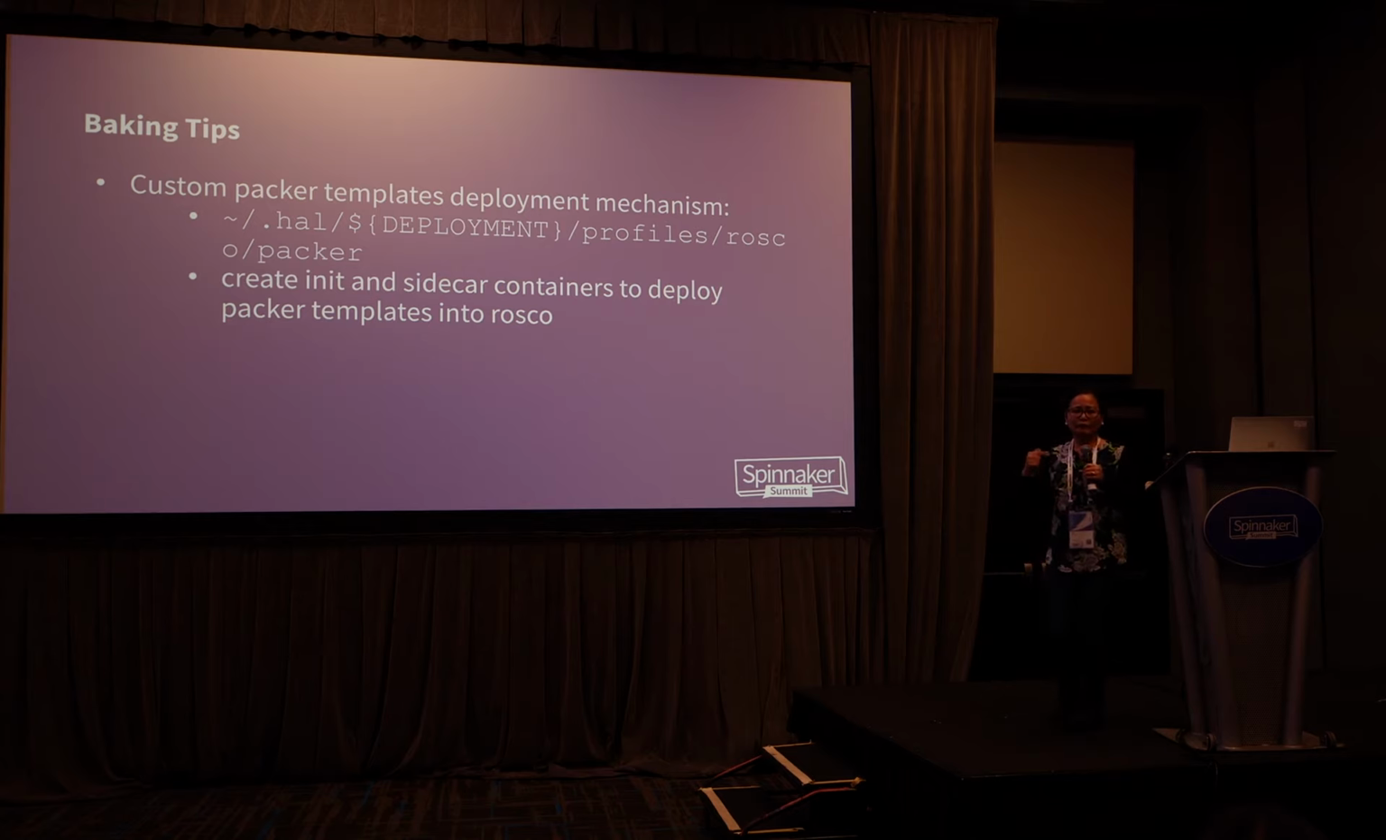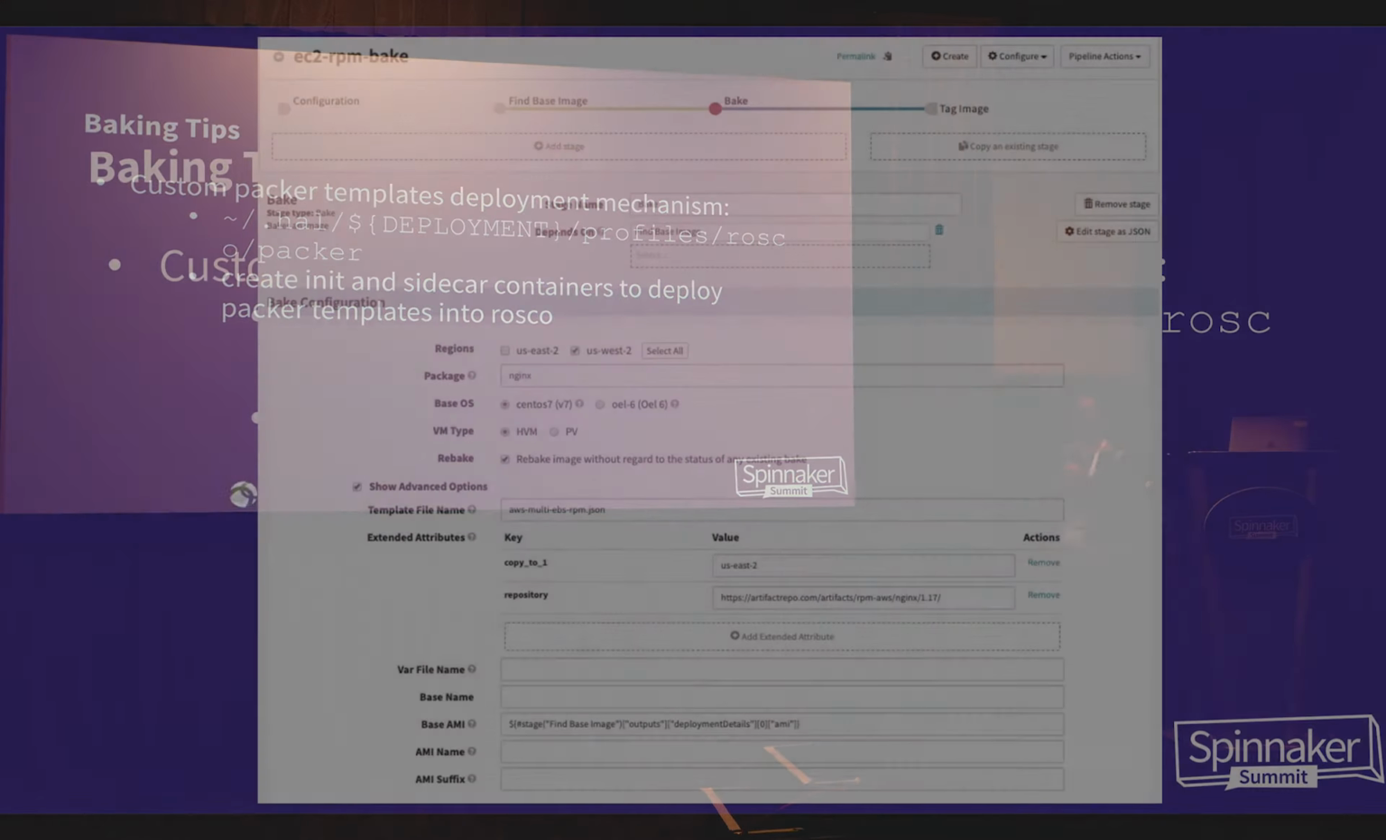So what happens is if you have to restart Roscoe and there are running bakes at that time, it's going to terminate those bakes, and resources will be leaked, so you'll have to clean them up later on. So something to keep in mind.